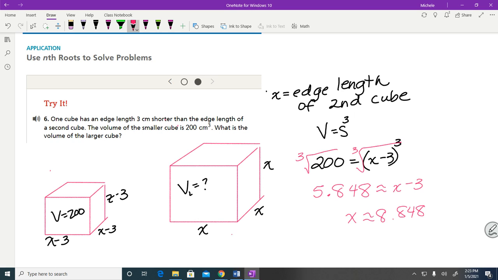So if I want to find the volume of this cube, V sub L means volume of the larger cube, I'll take 8.848 and cube it. And you get about 692.684 cubic centimeters.